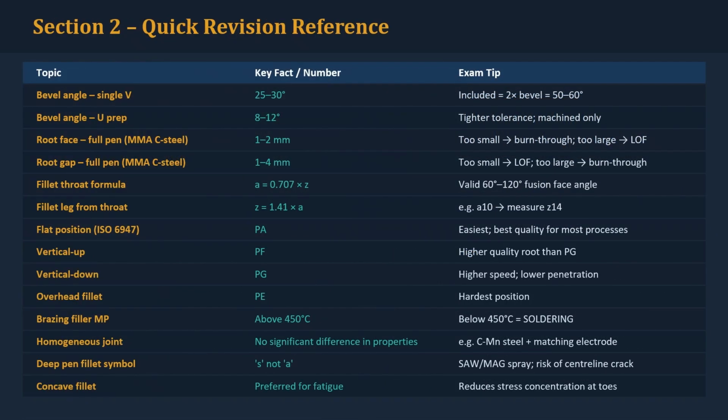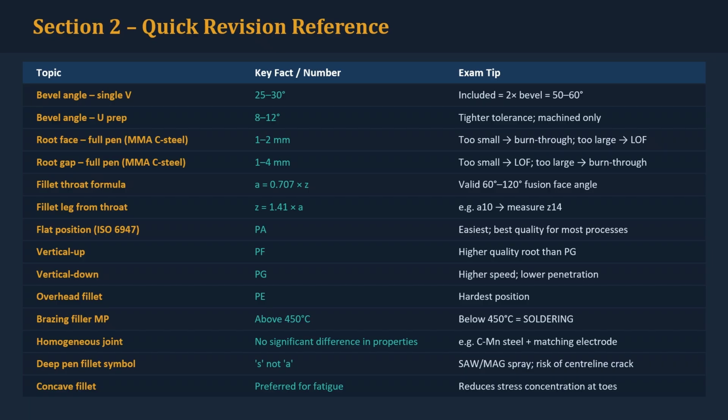This slide is designed as a rapid revision tool. The important numbers should now start to become familiar. For the typical single V preparation shown in this presentation, remember the bevel angle range and understand that the included angle is related to the bevel geometry.